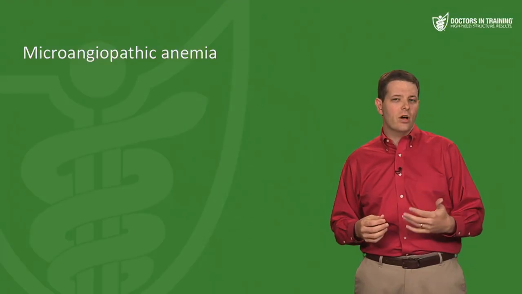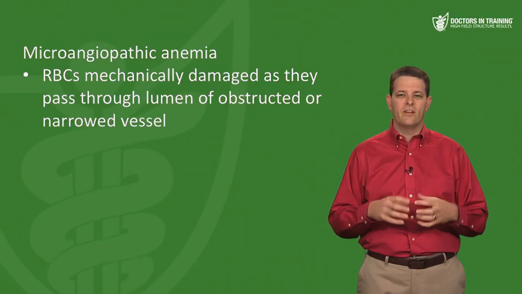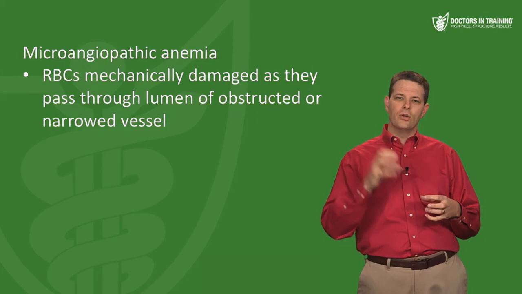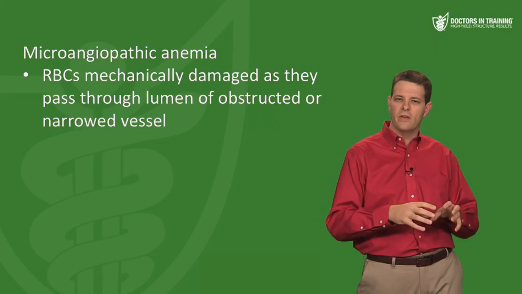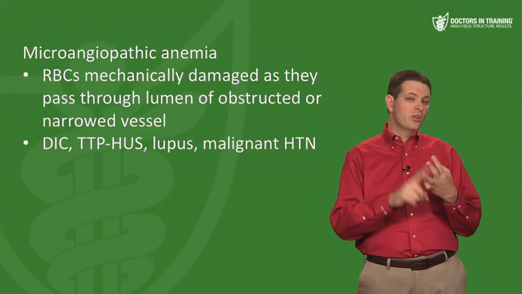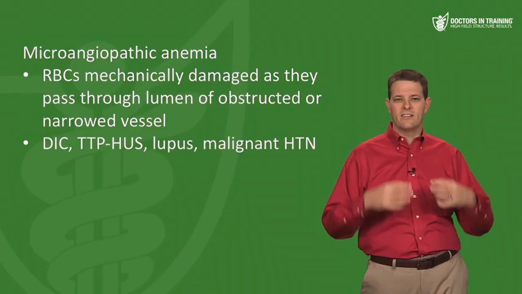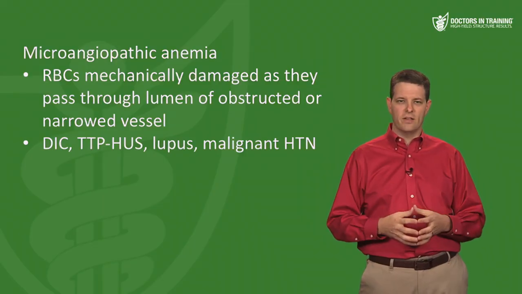The first extrinsic cause of hemolysis is called microangiopathic anemia. This is where the red cells are mechanically damaged as they pass through the lumen of an obstructed or narrowed blood vessel, like in DIC or TTP-HUS, possibly in lupus or malignant hypertension. I mentioned this when we talked about schistocytes. This is mechanical destruction of red blood cells.